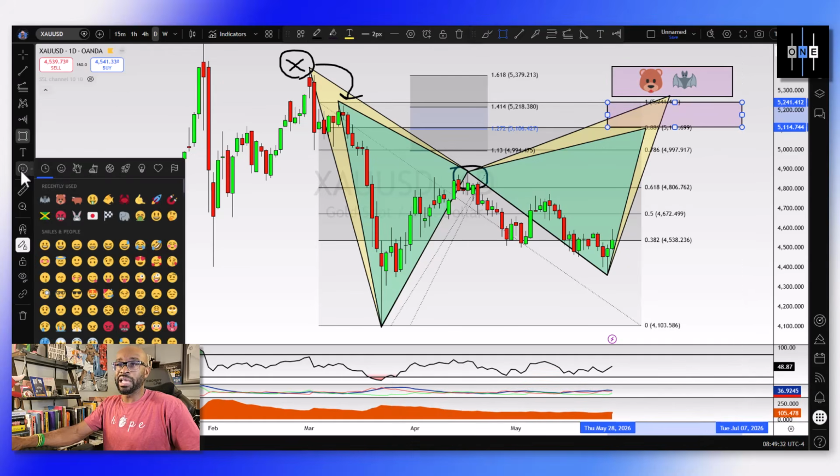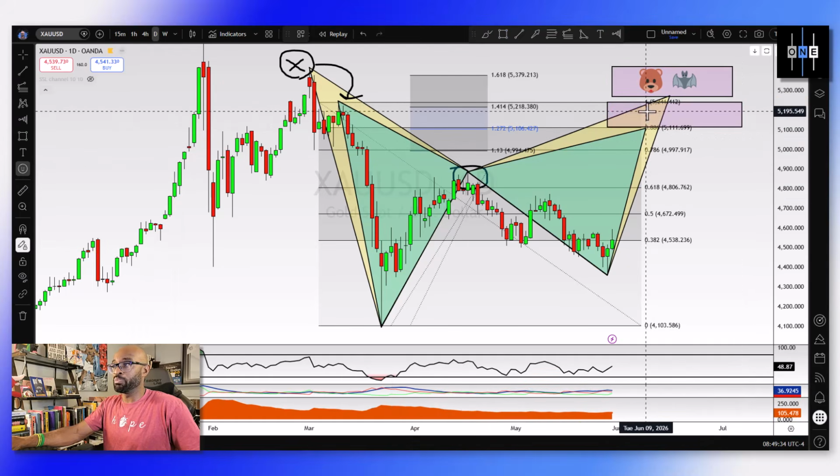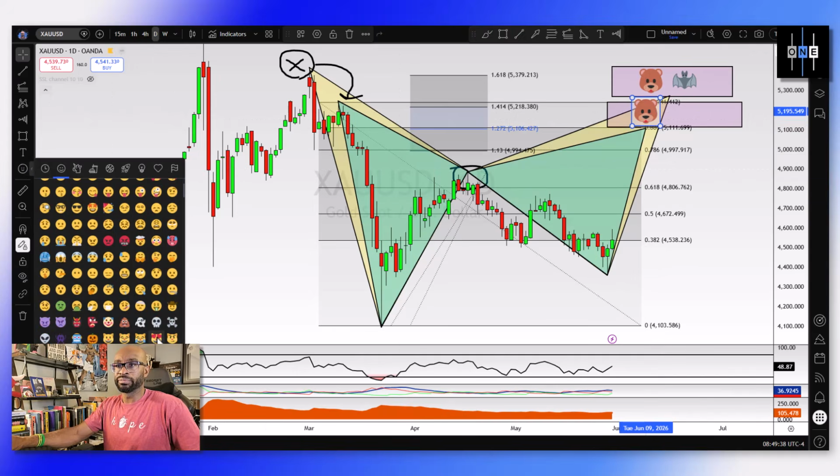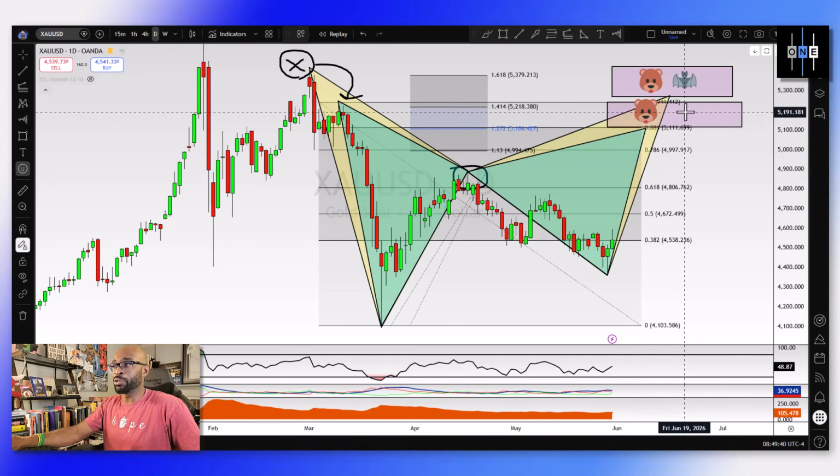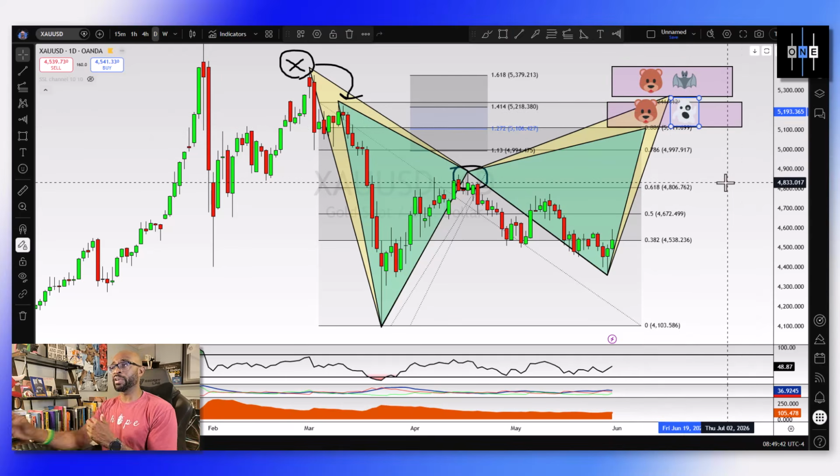So I don't have an emoji for whatever a Gartley would be, but I'm going to put a bear ghost, right? Gartley, ghost, they start with the same letter. There we go. Bear Gartley right there. So that's pattern number 2.